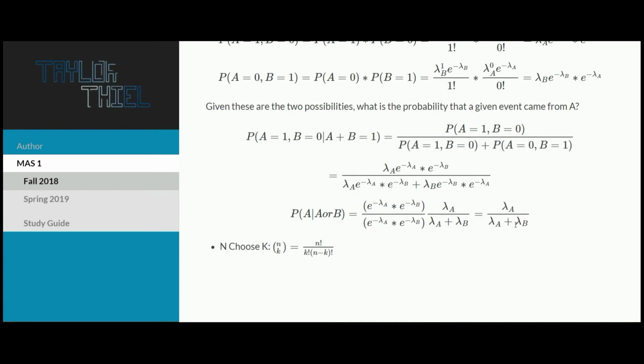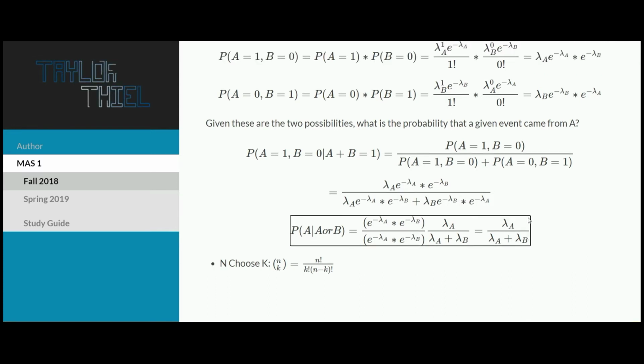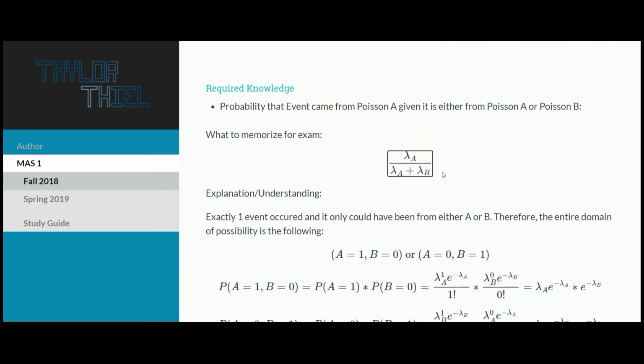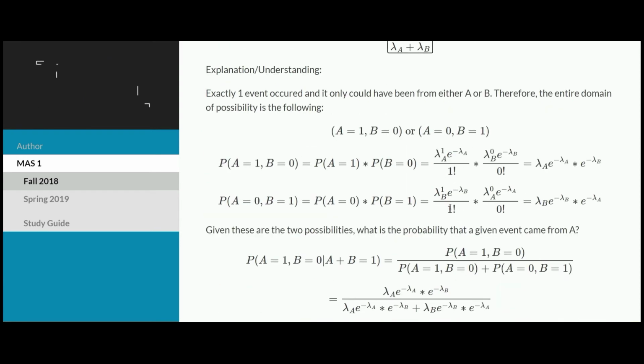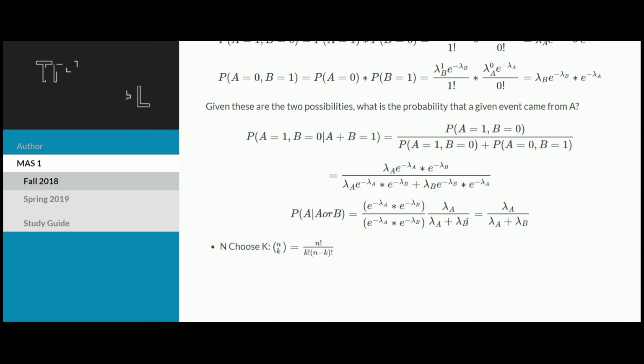So we know that if we know one event occurred, and it only could have come from group A or group B, both of which are Poisson distributed, the probability is the following. Again, this is something worth memorizing, writing down, and making sure you know it for the exam, but this is how you'd go about deriving that. The second thing to know, which honestly you don't if you know how to use your calculator, is how to calculate n choose k.